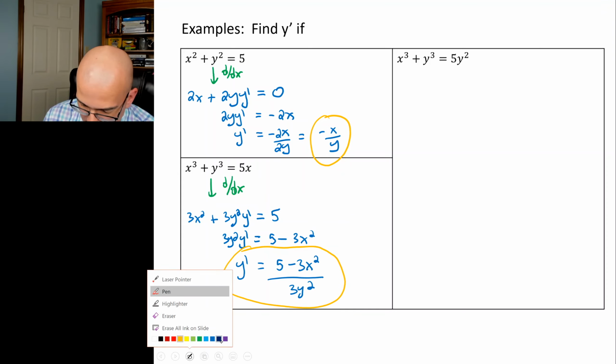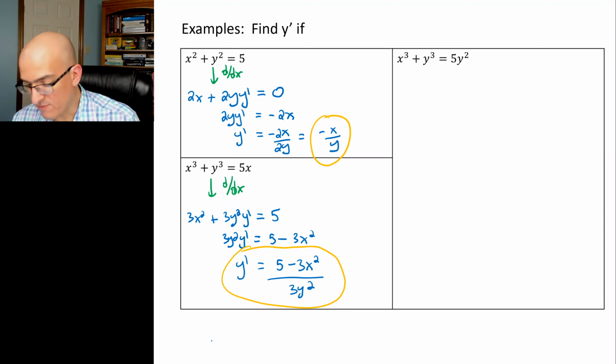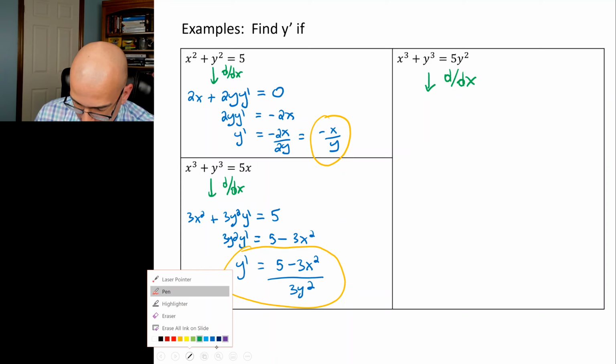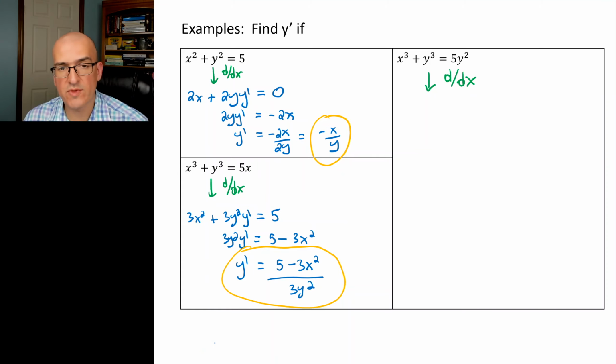Okay, the next example, we have a mixed expression of x's and y's. So this is an implicit derivative. We're going to take the derivative of both sides. And by the way, we always take the derivative of both sides, even for explicit functions. It's just, if the left-hand side is f of x, the derivative of f of x is just f prime of x. It's something we always do, but now we have to pay extra close attention to it.